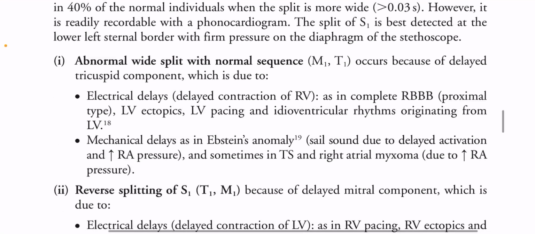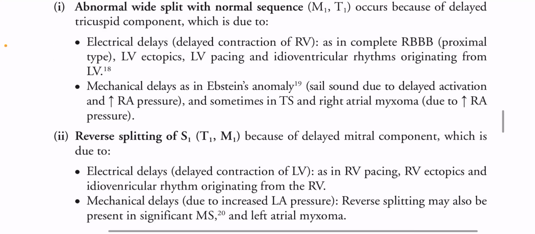Abnormal wide split with normal sequence, that is M1 followed by T1, occurs because of a delayed tricuspid component, which is due to electrical delays, delayed contraction of the RV, as in complete RBBB, proximal type, LV ectopics, LV pacing, and idioventricular rhythms originating from the LV. Mechanical delays, as in Ebstein anomaly, due to delayed activation and increased RA pressure, and sometimes in TS and right atrial myxoma due to increased RA pressure.